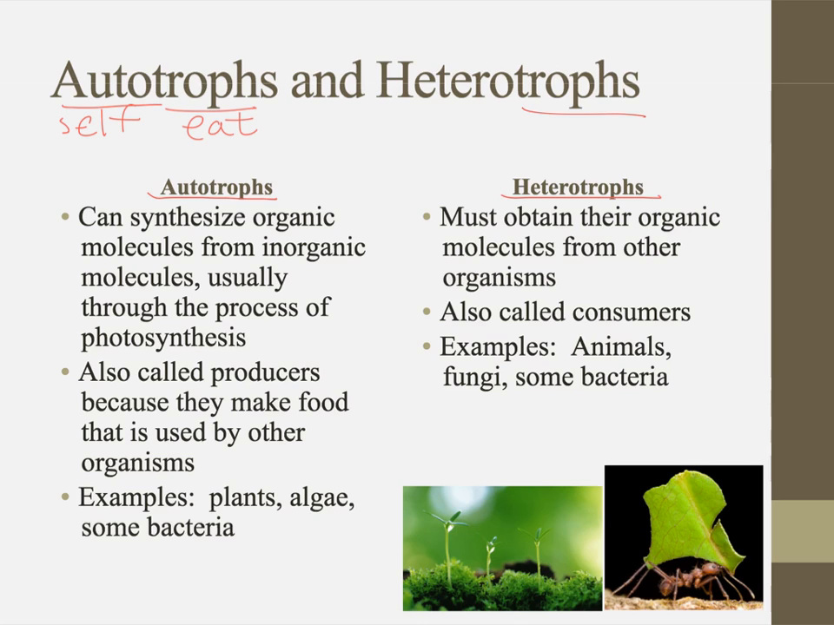Heterotrophs, on the other hand, again, troph meaning to eat or having to do with food. Hetero means different. So here we're talking about organisms that have to eat different organisms. We also call them consumers. So in contrast to the autotrophs, which produce food, these guys consume food. These are our animals, our fungi, some bacteria, also some protists, which we'll get into. But a huge difference here between producers and consumers, also called autotrophs and heterotrophs.